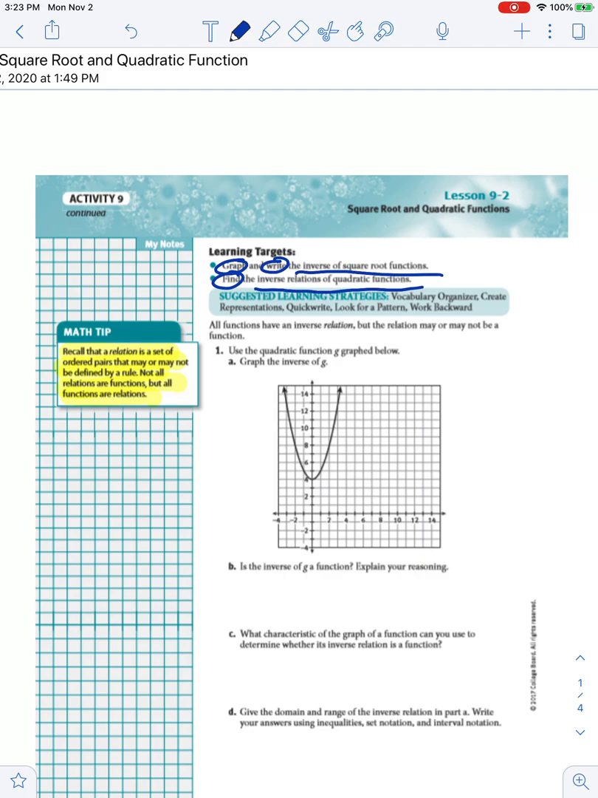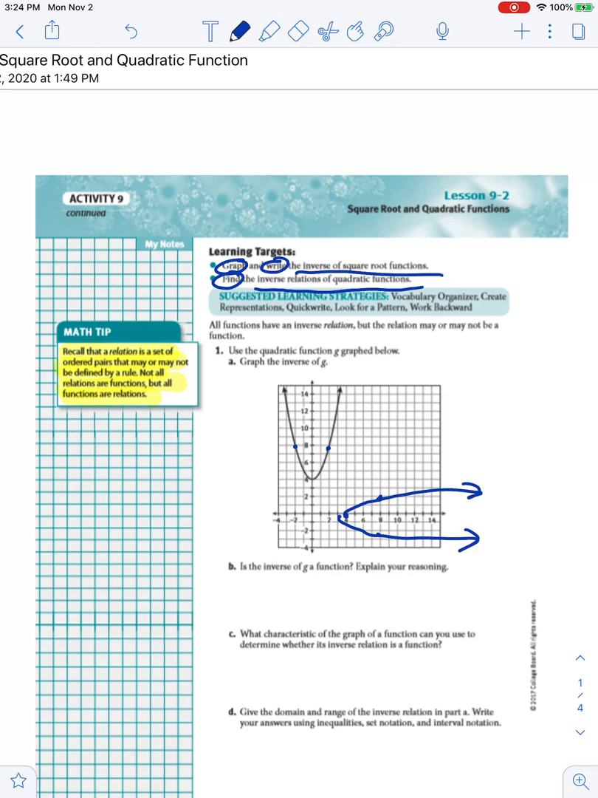To do that, I don't have the equation, but I could just simply switch the x and y in the ordered pairs. Since I have an ordered pair at (0, 4) on the original graph, I should have one at (4, 0) on the inverse graph. And since it looks like I have an ordered pair here at (2, 8) and one here at (-2, 8), those are two more ordered pairs, I could switch the x and y's. So I have (8, 2) and (8, -2). And that will give me enough to get the inverse relation.